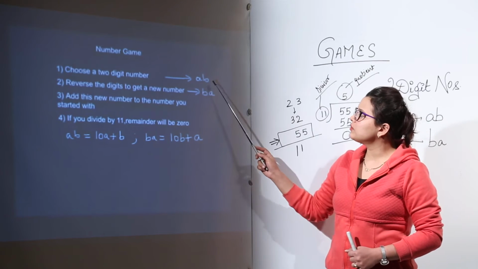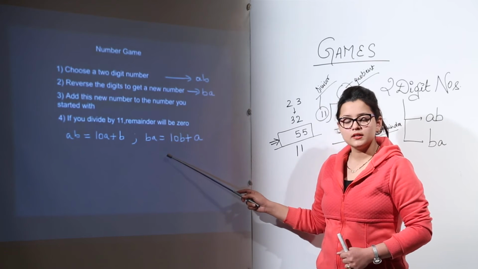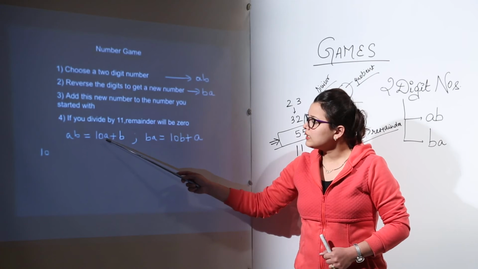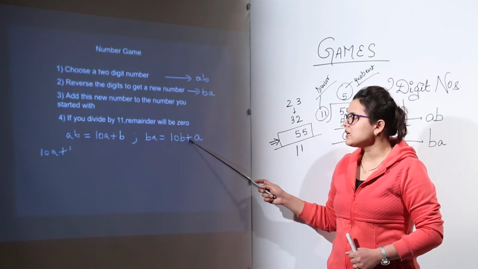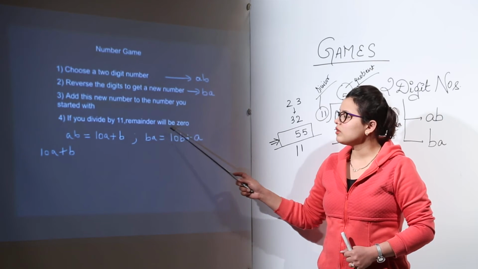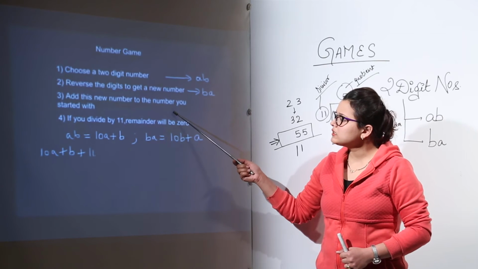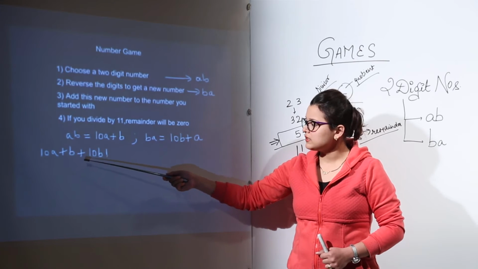If you add both these numbers, that means their general forms will also be added. Now how to add their general forms? You would simply write 10A plus B plus 10B plus A. That means you have added both the numbers now. That was to be done in the third step. Now we have added both the numbers like this.